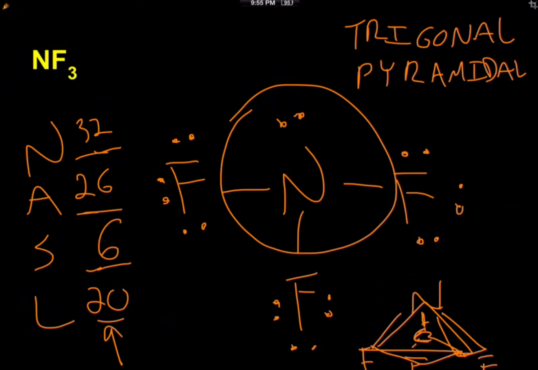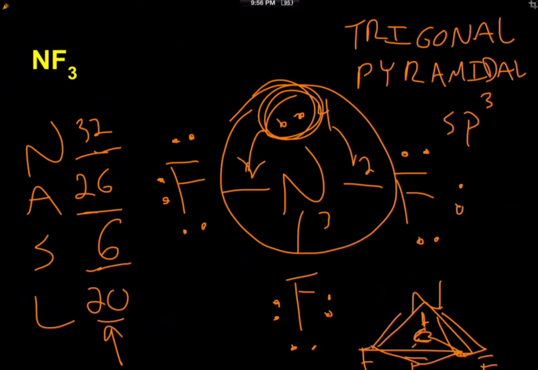We have 1, 2, 3, 4 electron domains, which means the hybridization is sp3. So the hybridization is the same in tetrahedron and trigonal pyramidal, even though the shape's a little different. The shape is different because this unbonded pair of electrons pushes those bonds a little bit farther away than if this was a bond up to the top here, because the bonded electrons are not always around the nitrogen.